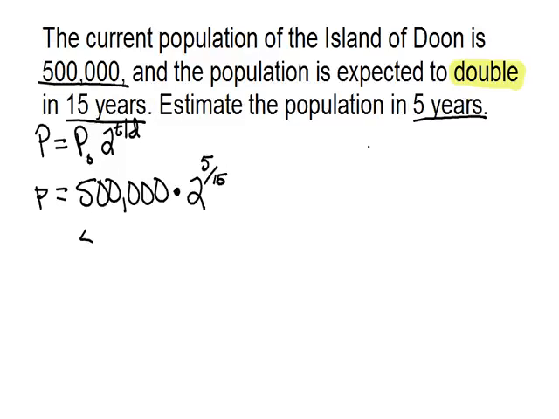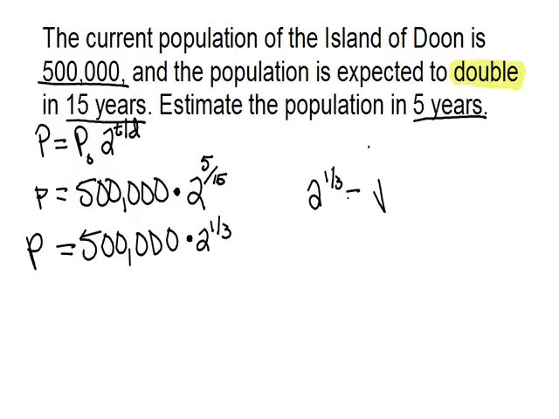Now notice that 5 over 15 is really 1/3. And you will definitely need to figure out how to do this on a calculator. Well, no, I guess not. Wait, yes. 2 to the 1/3 power is the cube root of 2. And I don't really know anyone who can find that value in their head. So I'm doing 500,000 times 2 to the 1/3 power.